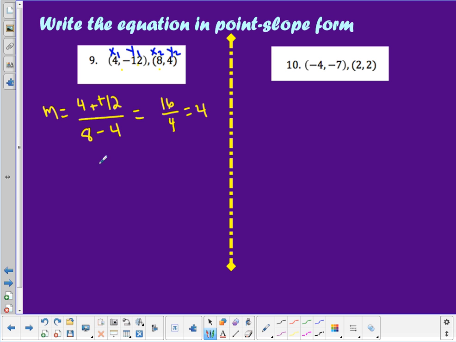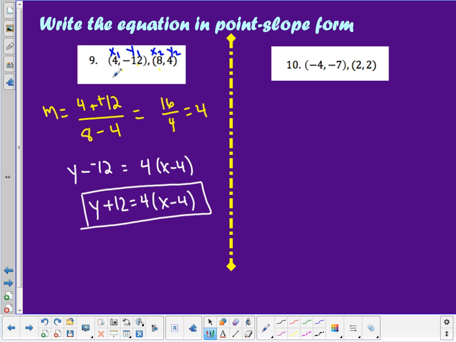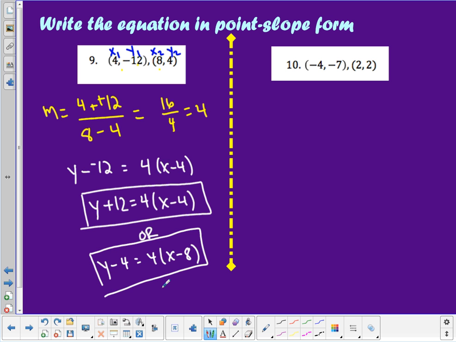So if I use the first point, it looks like y minus negative 12 equals 4 times x minus 4. Or in other words, y plus 12 equals 4 times x minus 4. That's one of your choices for the point slope form, using the first point and the slope that we found. Or you could use the second point. If I use the second point, it looks like y minus 4 is equal to 4 times x minus 8. So put that y value in, put that x value in, and put your slope in that you found at the beginning.